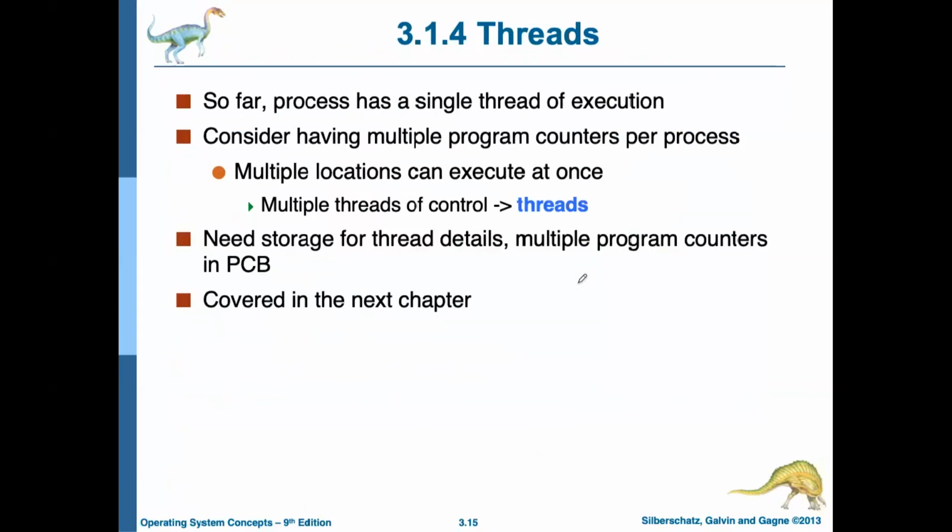A thread. So far, a process has a single thread of execution by default. Consider having multiple program counters per process, so multiple locations can execute at once. Multiple threads of control is threads. We need storage for thread details, so multiple program counters in the PCB. They will store everything in the PCB. Covered in the next chapter.